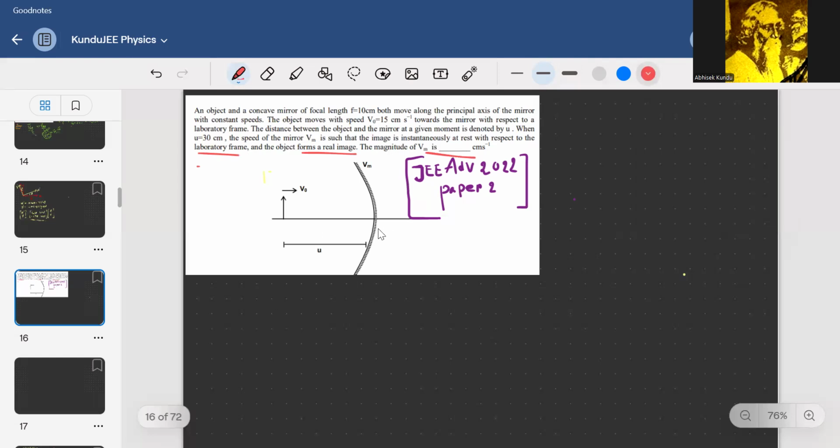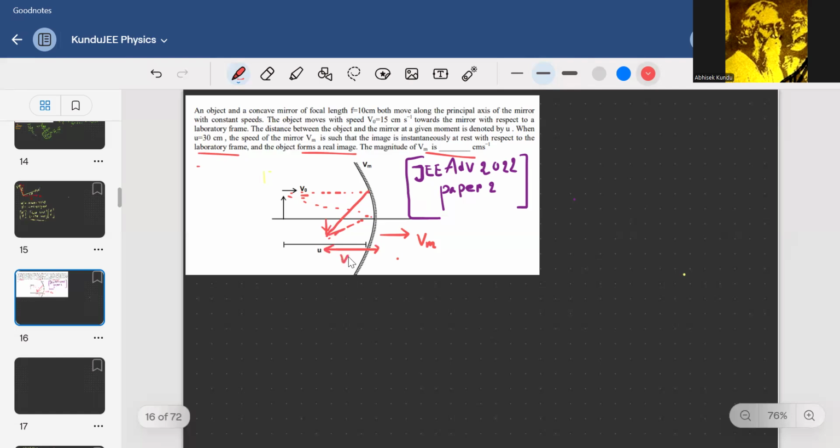Now let us assume the mirror is moving towards right with velocity of Vm. At this instant, velocity of the object is towards right, v naught is already given the value. Now it will form some real image somewhere here. Suppose this is the real image, and the distance between the pole of the mirror and this image is v.